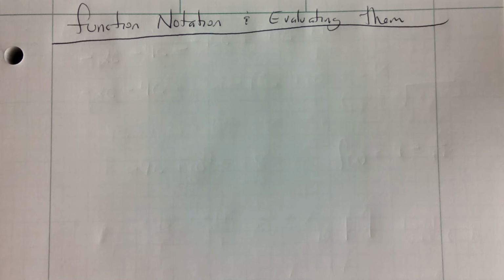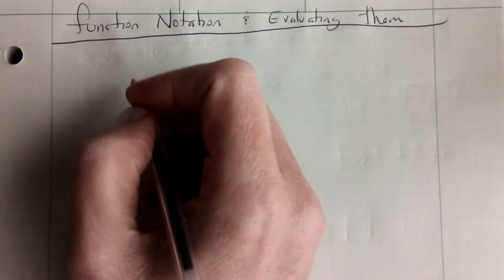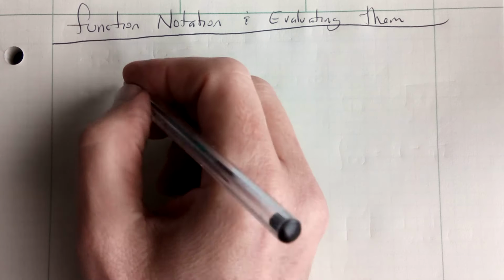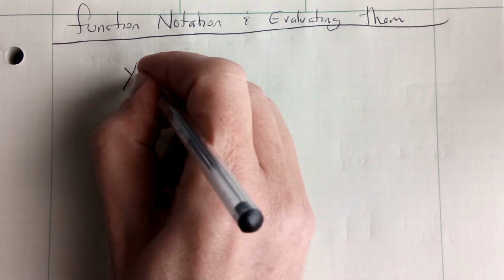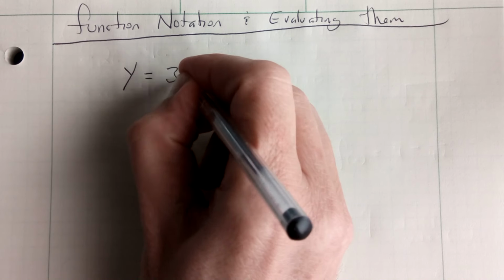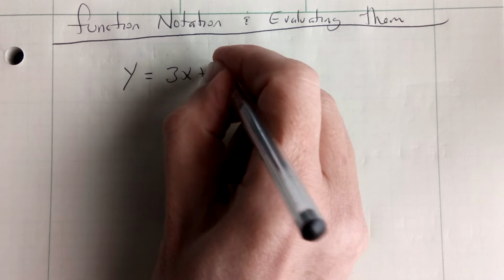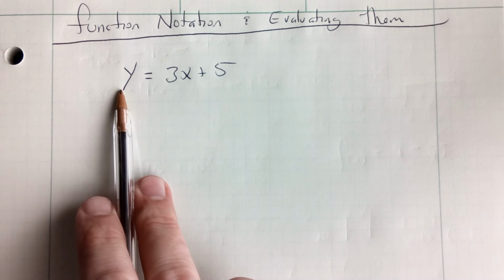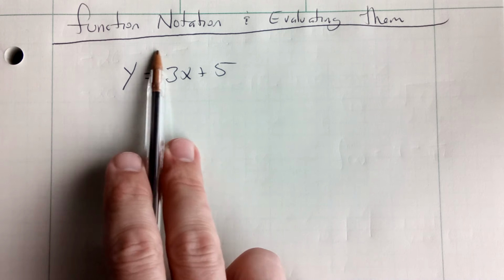Welcome. Today we're going to learn about function notation, and after we learn function notation, how to evaluate functions. Now, functions, for the most part, relate two numbers, x's and y's. So a lot of times functions can be written as y. Here's a very simple function, y equals 3x plus 5. That's a linear function. Now, in function notation, we write this a little bit differently.